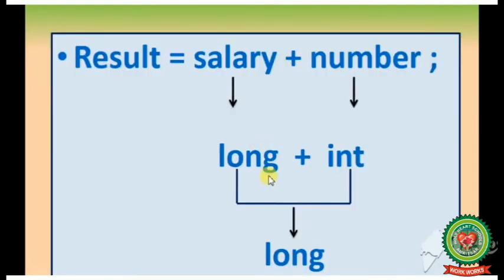So salary has the data type long and number has the data type int. From long and int, the largest data type in size is long. So automatically the result value has the data type long. int is automatically converted into the long data type. That is done by the Java compiler. Clear, students?